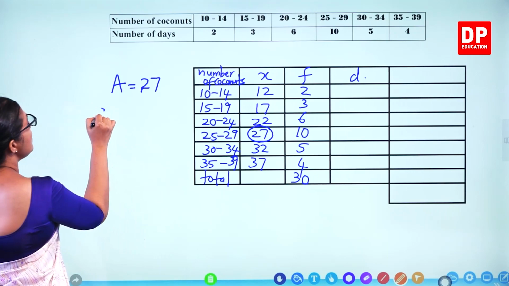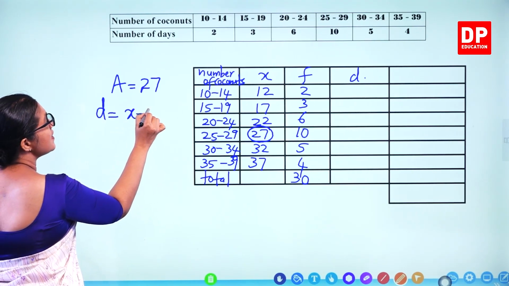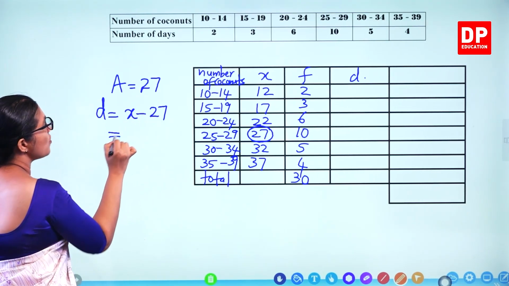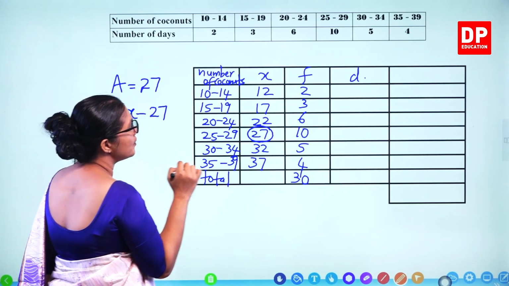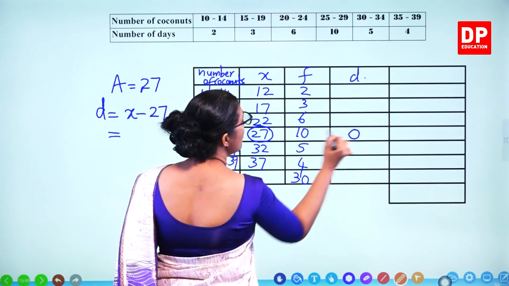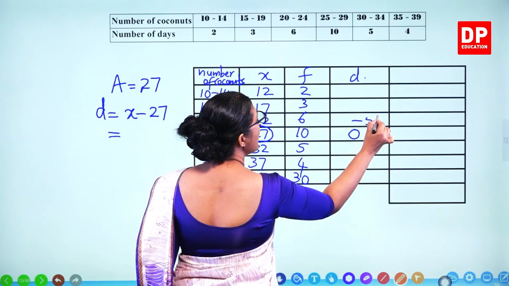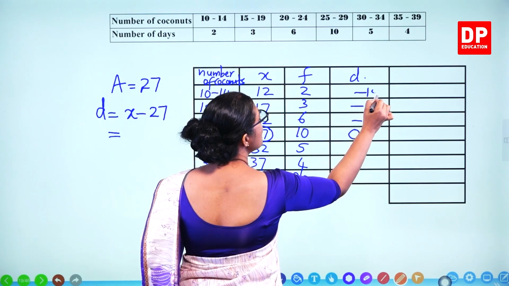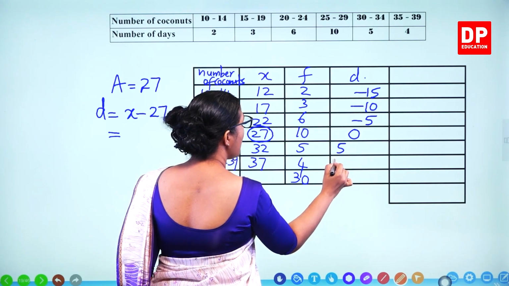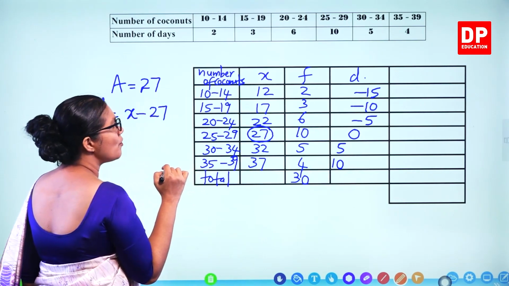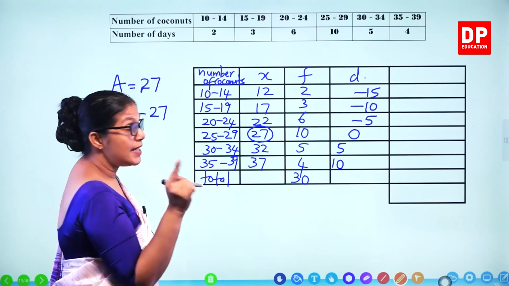So what's the deviation? X minus 27. Subtract 27 from the x value. So here this is 0 deviation. The difference is always 5. So this is minus 5, minus 10, minus 15. Here 5, 10. Now we can multiply f and d.